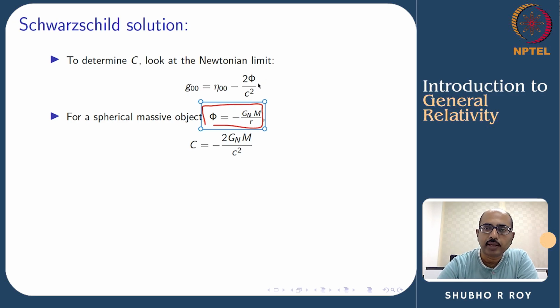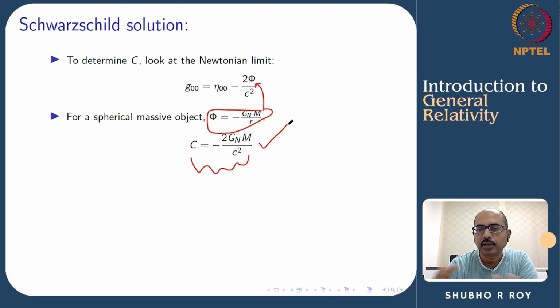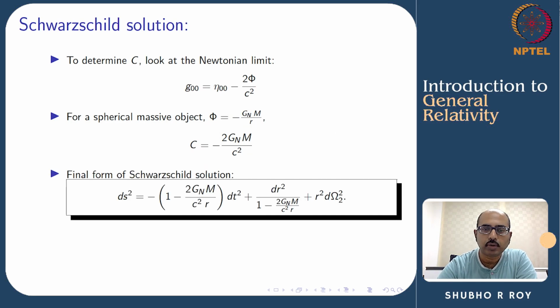Now if I plug this back here, it immediately leads to the identification of C as minus twice G Newton times mass divided by c squared. So even this constant C got determined if I take the Newtonian limit and relate it to the mass of the distribution. It makes sense, of course: the bigger the mass, the stronger is the deformation of the metric from Minkowski. So C is determined.